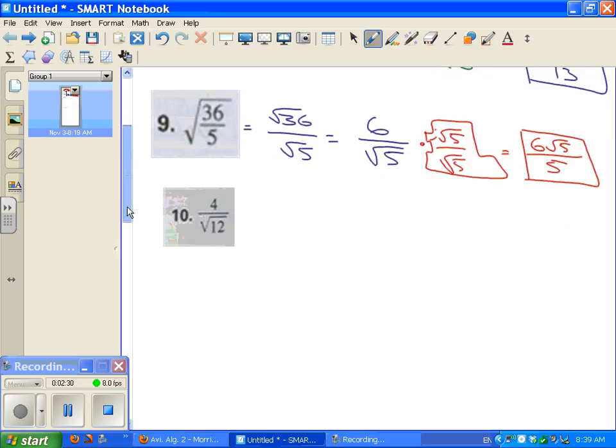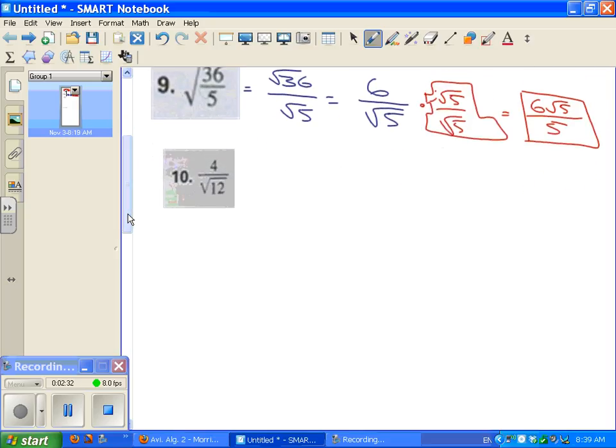Okay, now this one, I can do a little bit of simplifying here first. Is 12 a perfect square? Is there 1 in it? Yes. Okay, so 4 and 3. So this is 4 over square root of 4 is 2, square root of 3. And these will cancel a little bit. So I'm going to have a 2 left on top, 1 down at the bottom. So I'm going to get 2 over the square root of 3.